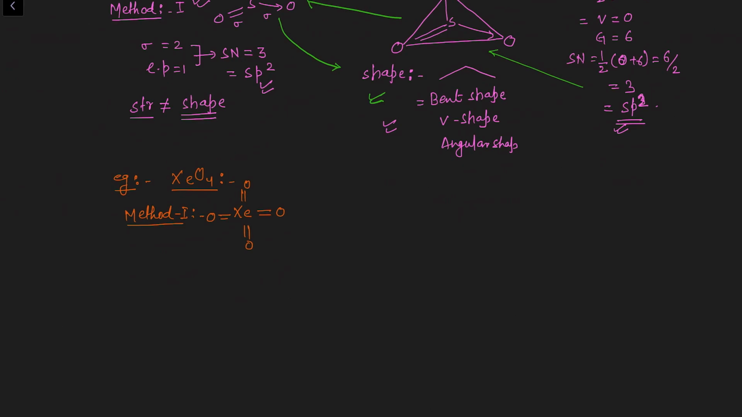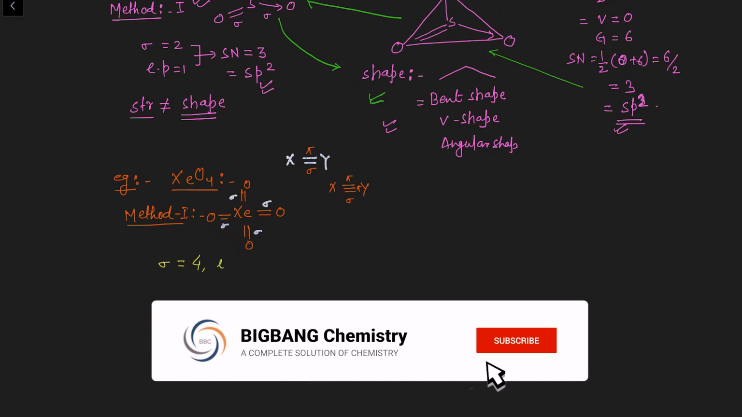Now count in this molecule how many sigma bonds. 1 sigma bond, 2 sigma bond, 3 sigma bond, 4 sigma bond. We know that if more than one bond is present between two atoms, any one will be sigma and the rest of the bonds will be pi. If a triple bond is present between X and Y, any one will be sigma, the rest will be pi, with the help of this concept. So the number of sigma bonds in this molecule is 4. Now the lone pairs of electrons.